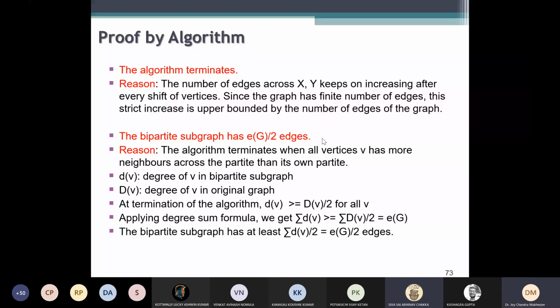We have to prove that the bipartite subgraph has at least e by 2 edges. So when the algorithm actually stops, then we know that for each vertex, it has more neighbors across the partite rather than its own partite. Now consider d(v), small d(v), is the degree of v in the bipartite subgraph. And capital D(v) is basically the degree of v in the original graph. Now at termination, we know that for all the vertices v, d(v) is greater than or equal to D(v) by 2. तभी terminate होगा. Otherwise the algorithm won't terminate.